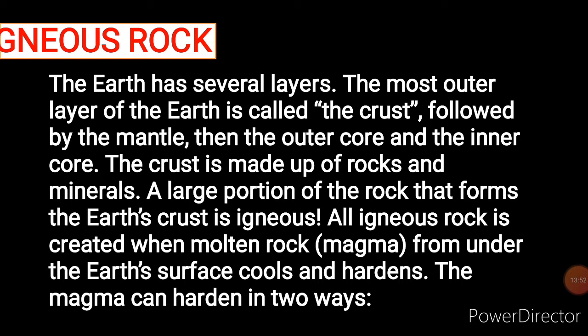The magma can harden in 2 ways. Now let me explain what I'm saying. Under the earth is very hot. The core of the earth is made up of iron, I've told you. Then you have the mantle of the earth. The mantle is divided into 2. You have the upper mantle and the lower mantle. The lower mantle is very hot.